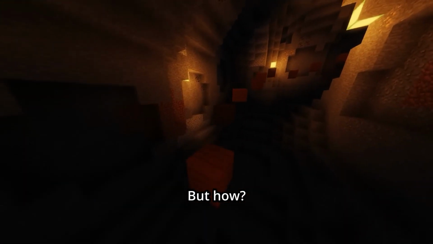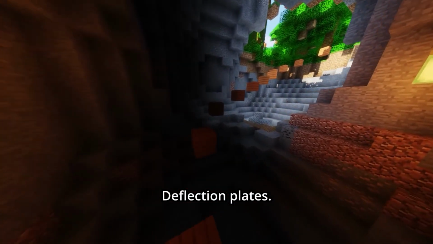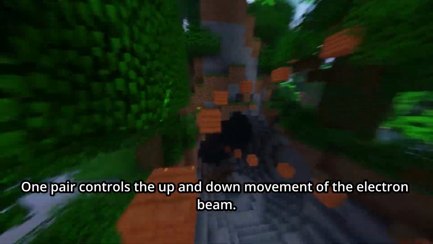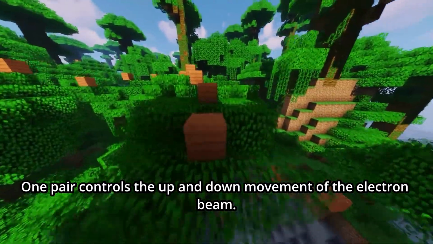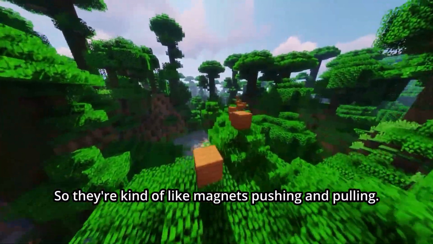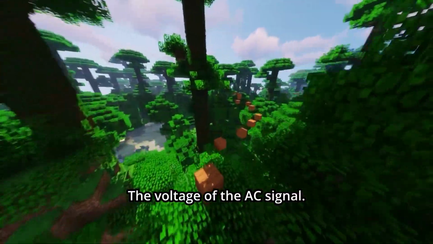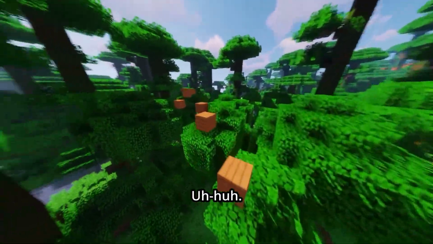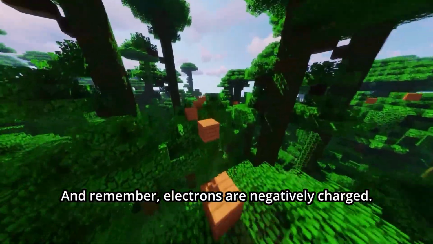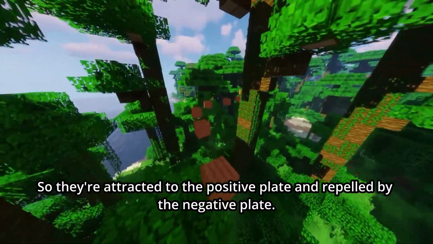But how? Inside the CRT, there are these things called deflection plates. Deflection plates? Yeah. It's basically two pairs of metal plates that create electric fields. One pair controls the up and down movement of the electron beam, and the other pair controls the left and right movement. So they're kind of like magnets, pushing and pulling the electrons. That's a great analogy. The voltage of the AC signal determines the strength of those electric fields. And remember, electrons are negatively charged, so they're attracted to the positive plate and repelled by the negative plate.